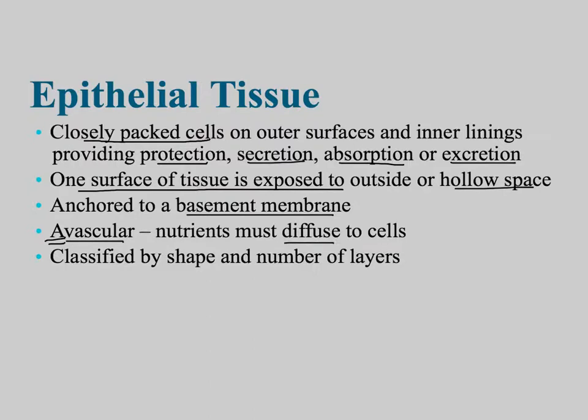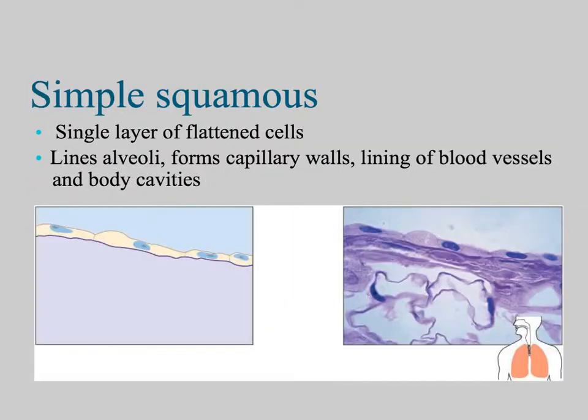And the name that we give to specific type of epithelial tissues is determined by the shape of the cells and the number of layers, which will become very clear in a moment. So the first type of tissue I want to talk about is simple squamous. Simple means just one layer, so any kind of simple epithelial tissue will just have one layer. And squamous means flattened cells.